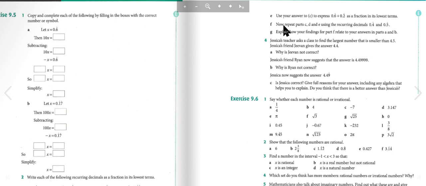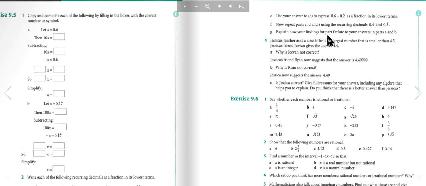Now repeat parts C, D, and E using the recurring decimals 0.4 and 0.5. So then you get 4/9 and 5/9. The total is 0.9 with a dot over it, which is just 1, because 4 plus 5 is 9, and 9/9 is 1.